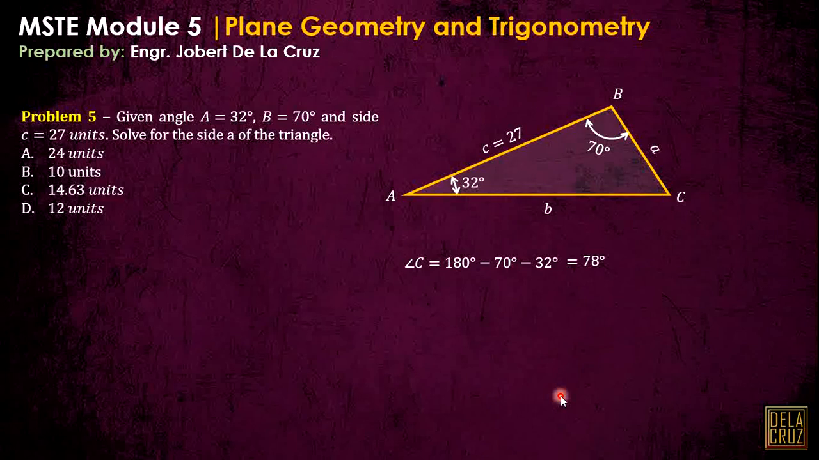Okay? Now, using sine law, A over sine of the opposite angle, that one, is equals to C over sine of the opposite angle C, which is 78 degrees. And it gives us 14.63. That is letter C.